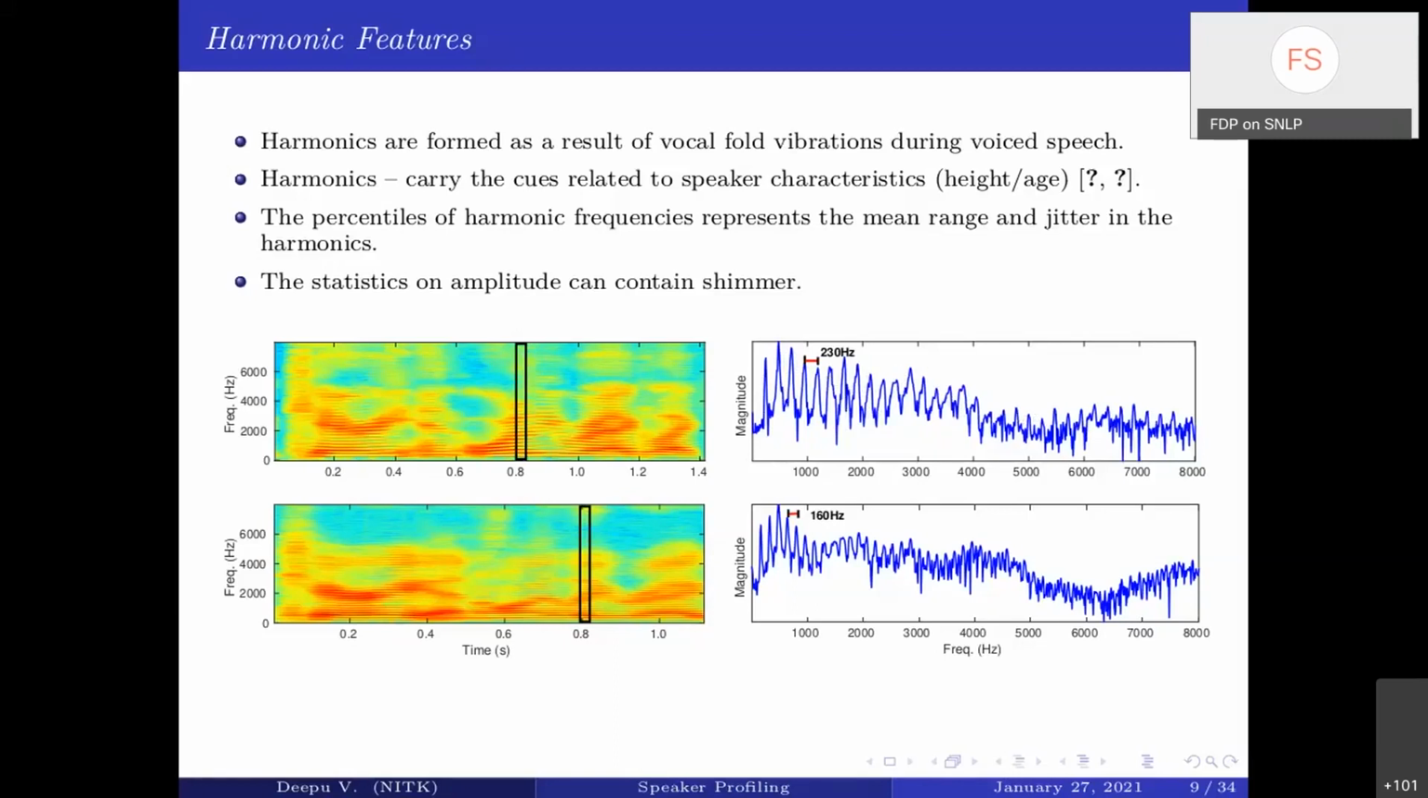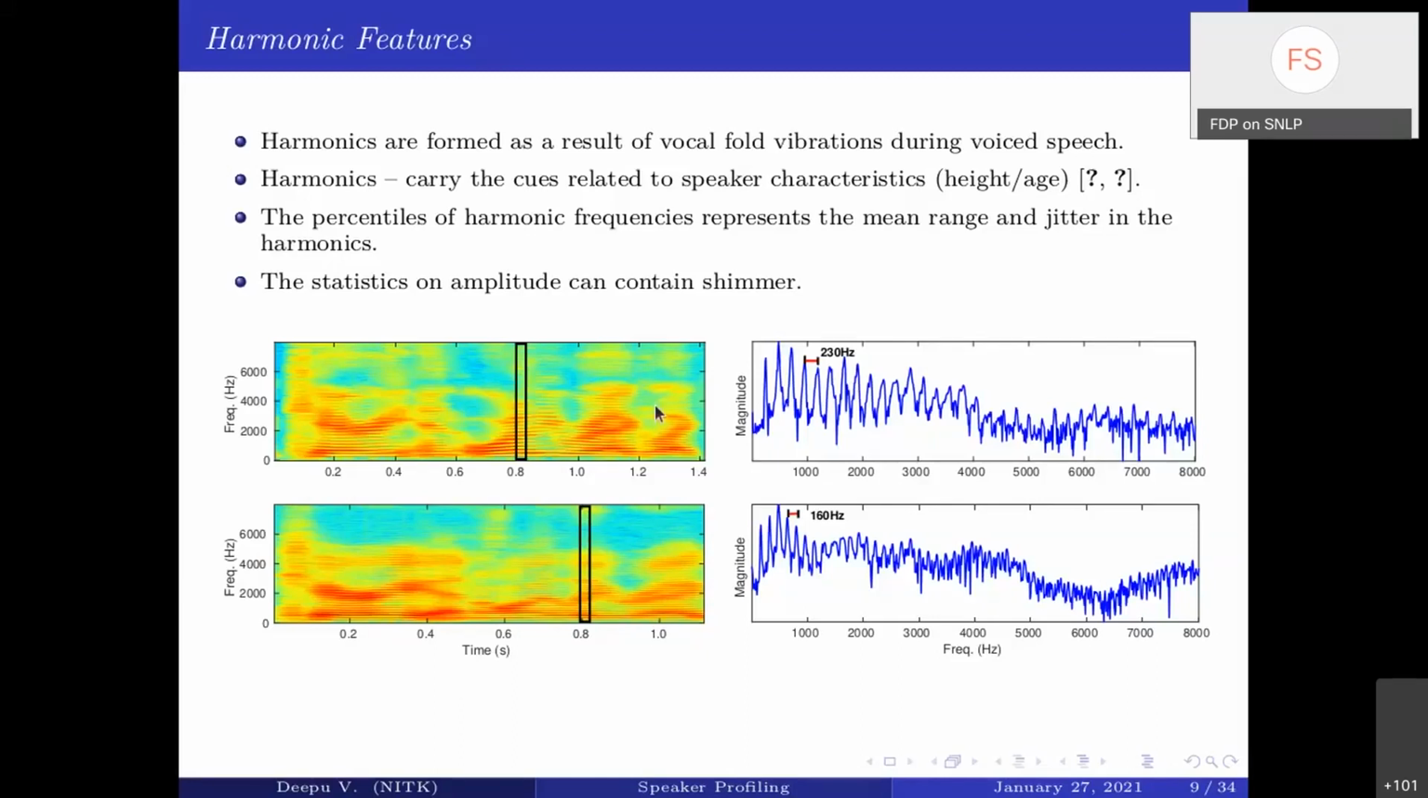This is coming because your vocal folds are vibrating when you speak. Your vocal folds are what is there in your throat. When you speak, you can touch your throat and feel that there is a vibration. These are known as harmonics, and it has been observed that they actually carry some information about the speakers. So we decided to explore these also, in addition to formants.